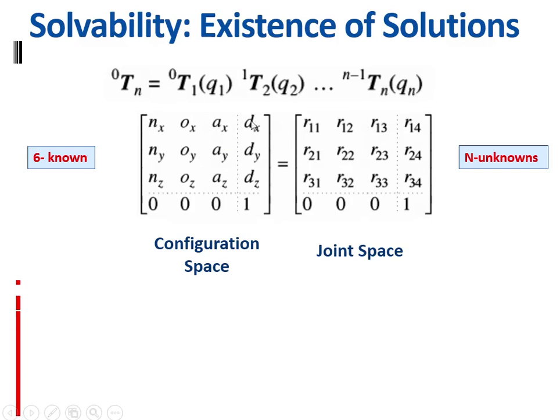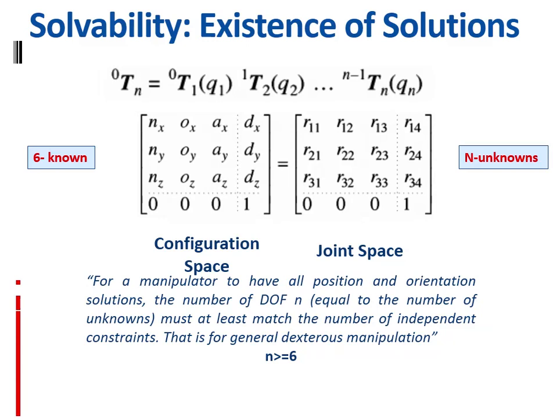Similarly, the last column is the displacement matrix, again having 3 known, whereas these 4 are the constant ones. So in total I will have 6 known in this part and n unknown in this part. And we already know from our basic classes that to solve a set of equations, the number of equations and the number of unknowns should be the same. So for a manipulator to have all position and orientation solutions, the number of degrees of freedom, that is n, must at least match the number of independent constraints.